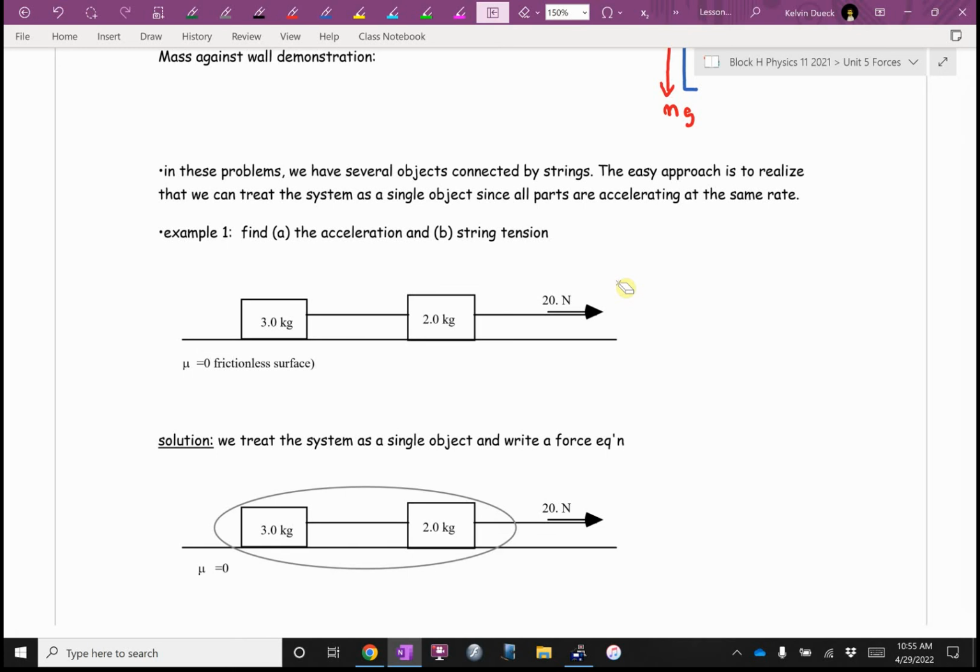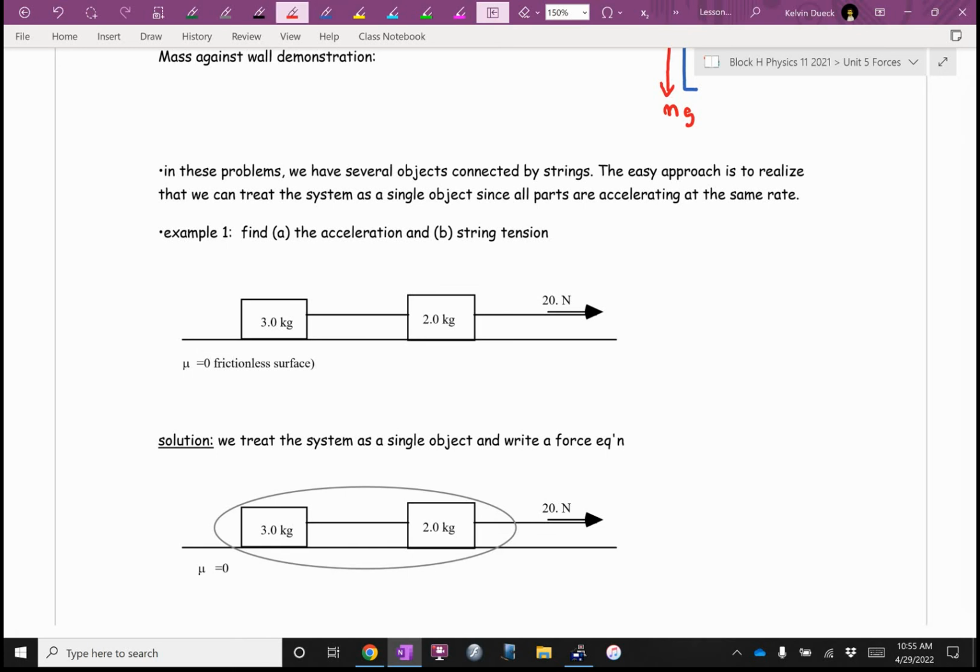Okay. Here's our strategy. I'm going to find the acceleration of everything by writing an equation for everything. Then B, I'm going to find an individual force by looking at an individual mass. Find the acceleration of everything by writing an equation for everything. Find an individual force by looking at an individual mass. Riley, any thoughts on what this might be a good job for?